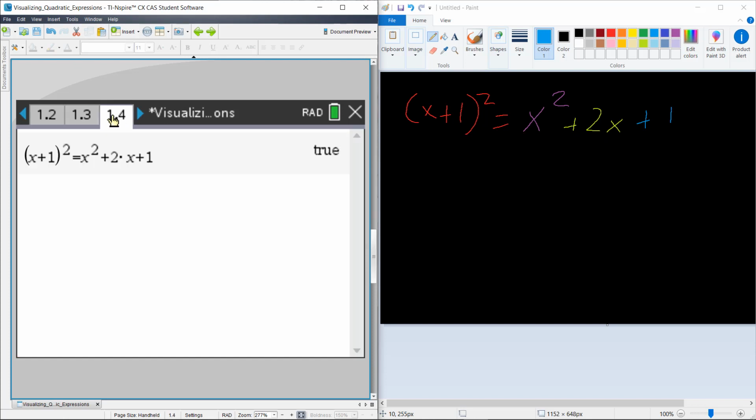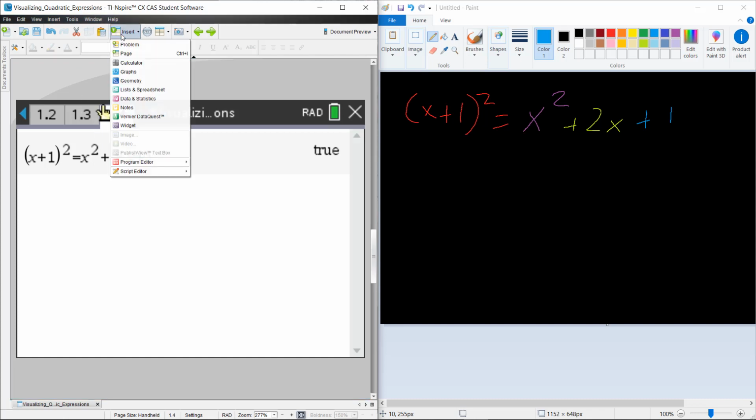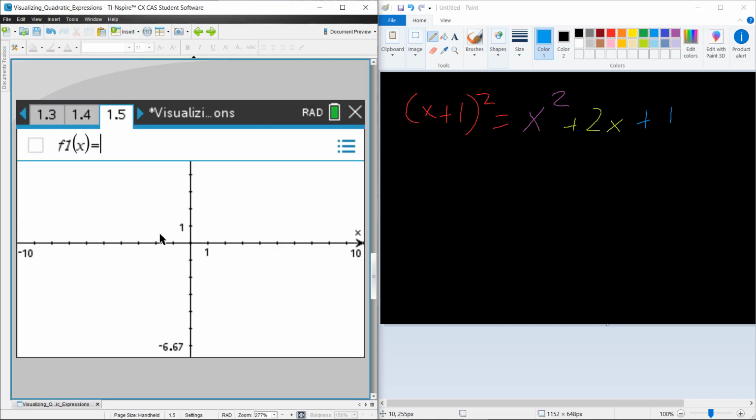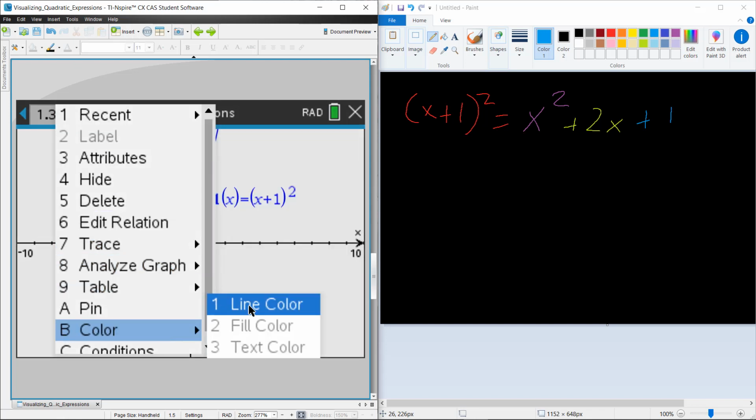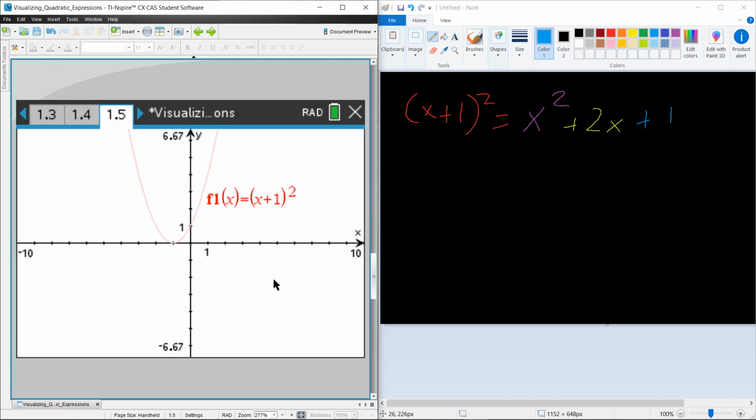Another way we could verify this would be to insert a graphs page. So on the software, I'm going to select insert, and I'm going to insert a graphs page. On that graphs page, I'm now going to type in our first one, which was x plus 1 quantity squared. I'll type that one in, and we'll get that graph. And just for consistency's sake, we'll change the color so that it's the same color as what we had a moment ago.